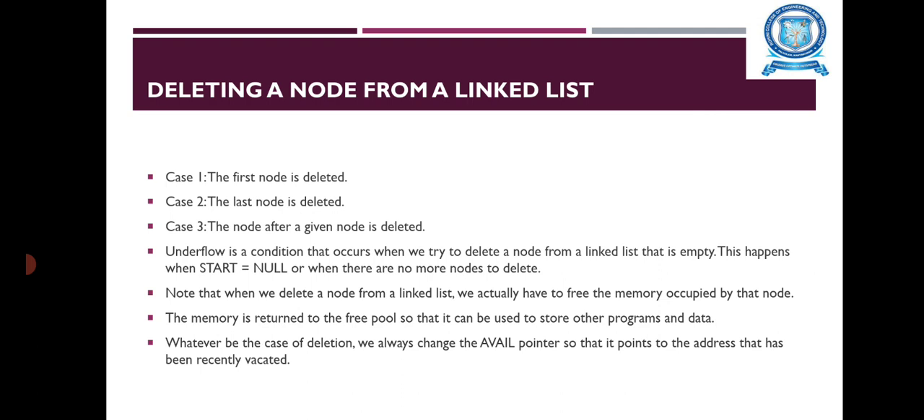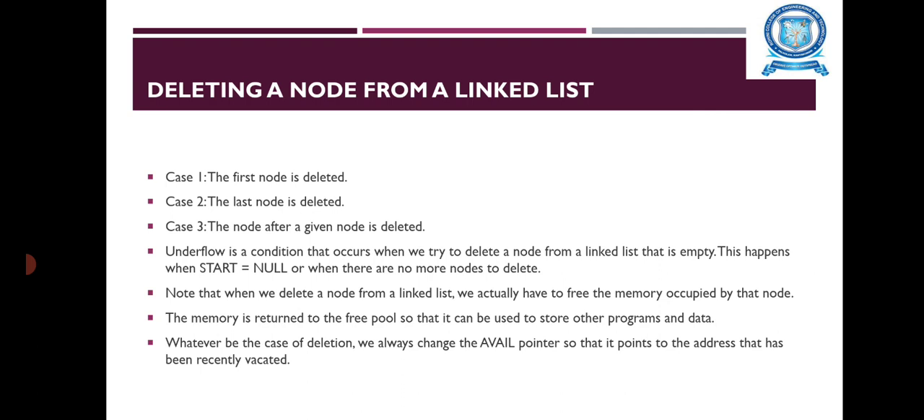Then deleting a node from the linked list. Here also there are three cases. In the first case, the first node is deleted. In the second case, the last node is deleted. In the third case, the node after a given node is deleted. In this deletion operation, underflow can occur. Underflow is a condition that occurs when we are trying to delete a node from a linked list that is empty. This happens when start equals null or when there are no more addresses to delete.